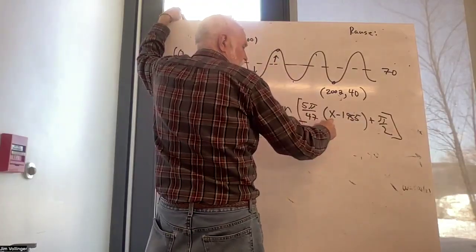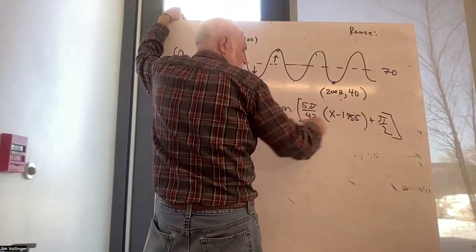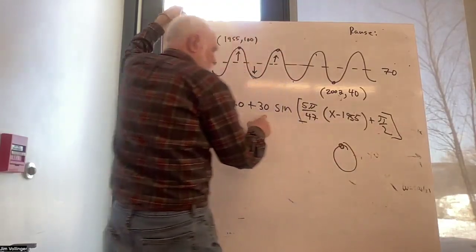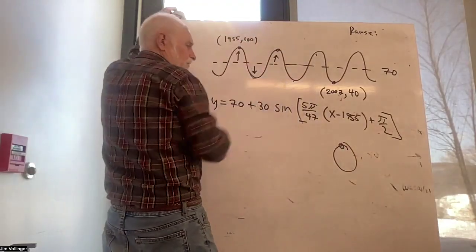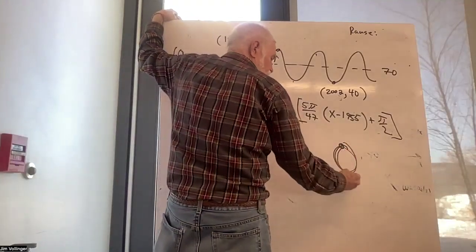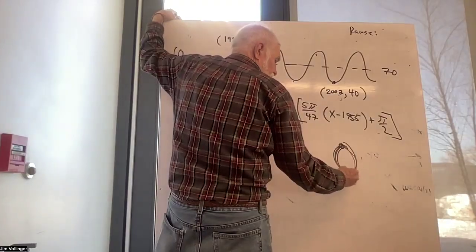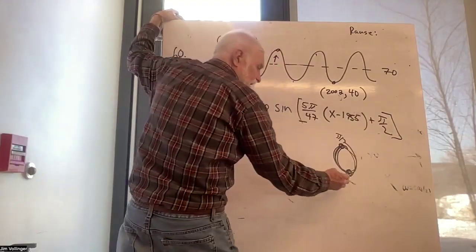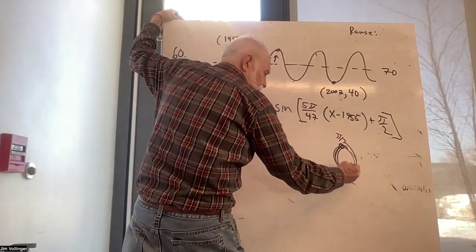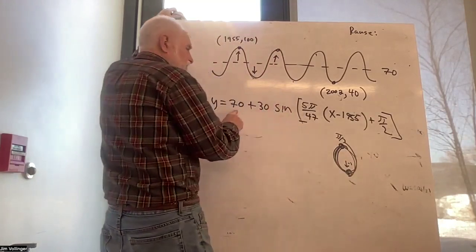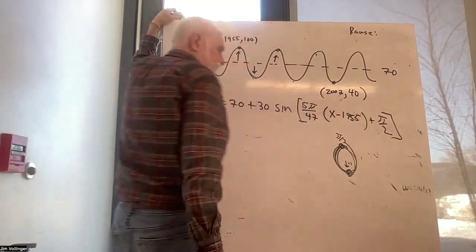So if I put in 1955, that becomes 0. That becomes pi over 2. What's the height at pi over 2? 1. 1 times 30 is 30, plus 70 is 100. And then if I go 5 pi, I go 1 pi, 2 pi, 3 pi, 4 pi, 5 pi from this location. 5 pi from that location takes me to the bottom of the circle, which is -1 for a height. -1 times 30 is -30, plus 70 is 40.